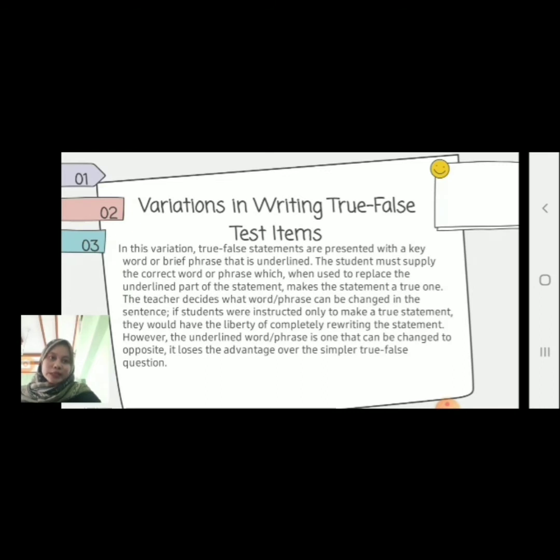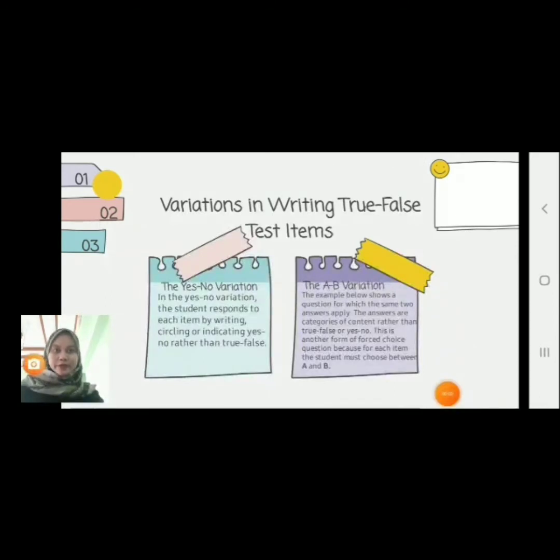If, however, the underlined word or phrase is one that can be changed to its opposite, it loses that advantage over the simple true-false question, because all the student has to know is that the statement is false and change is to is not. Other variations in writing true-false test items are the yes-no variation and the A-B variation.